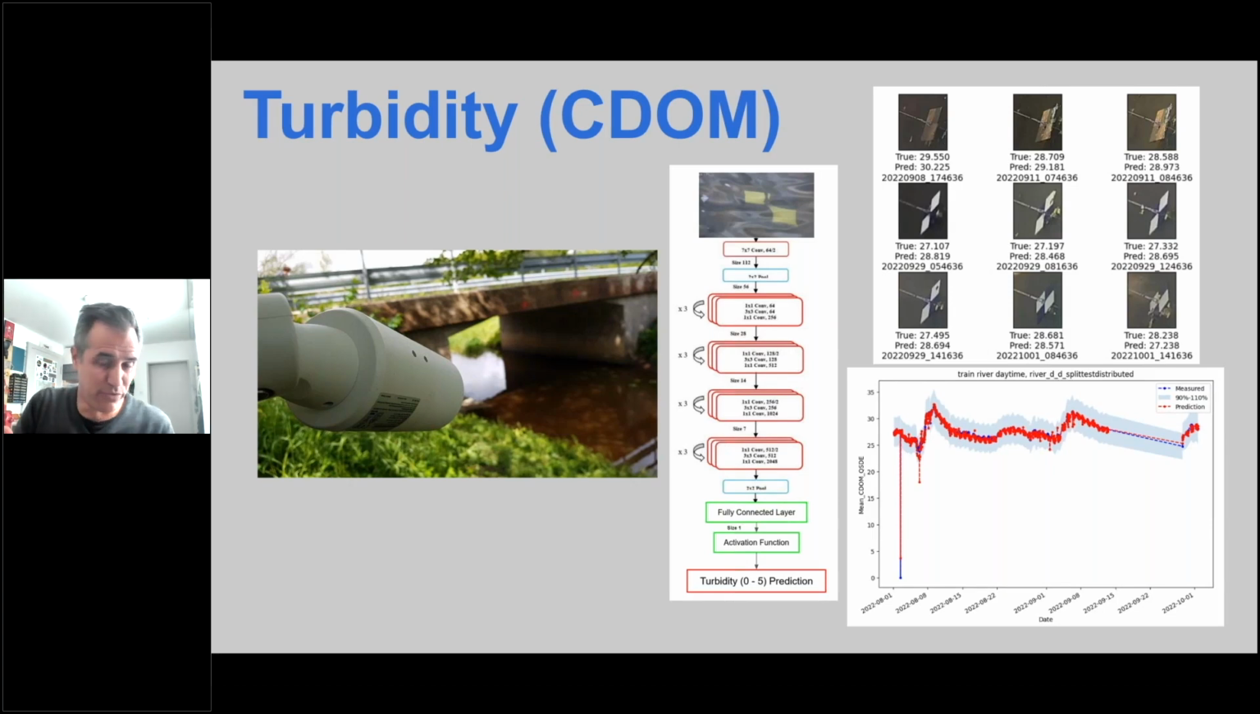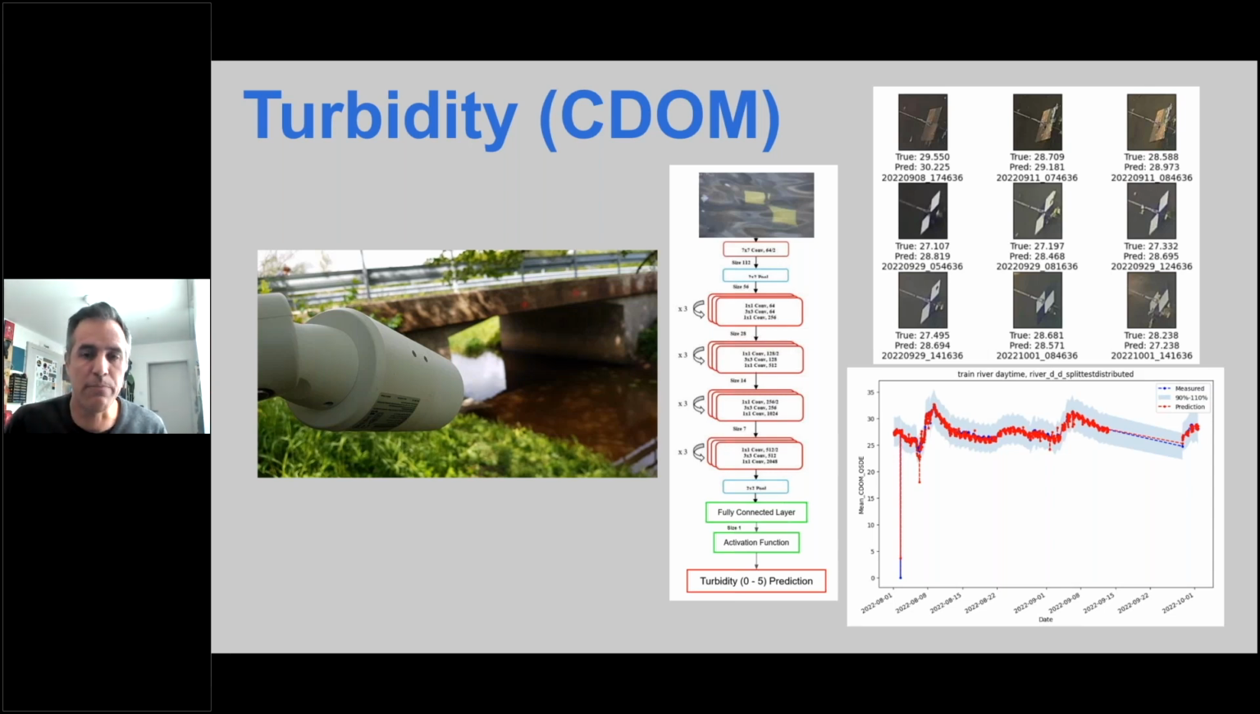So now I would like to move to the second part of this presentation, which is water quality. We can also measure some water quality parameters. In this case, I'm showing an example of turbidity. So I'm going back now to rivers.